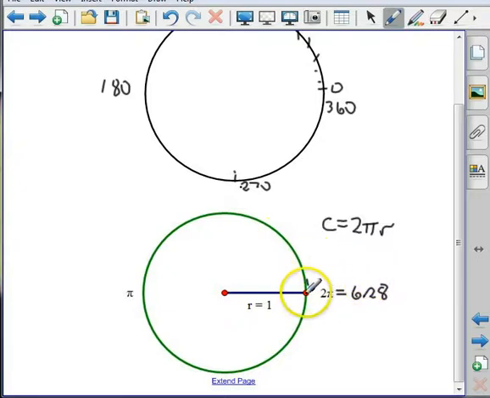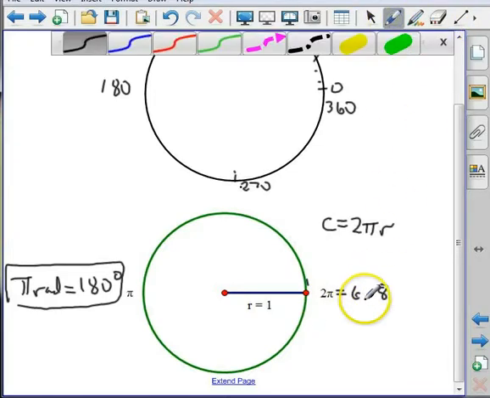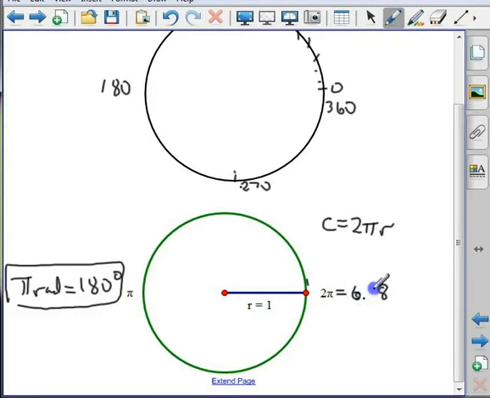So let's think about it this way. 0 radians is right here. Halfway around is pi radians. So that means that pi radians equals 180 degrees. And that little fact is going to be our conversion factor. If I want to start here and go all the way around the circle, it takes me about 6.28 radians to do that.